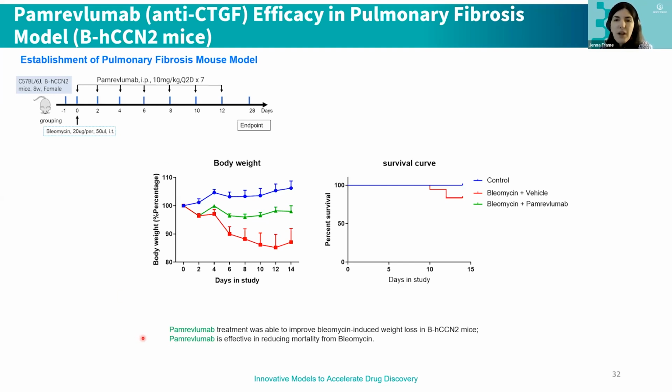So assessments of body weight and survival of bleomycin treated mice, also given the antibody, demonstrate an improved body weight compared to the vehicle control shown in red. In addition, there is no reduction in survival of the antibody treated mice compared to the control mice, suggesting that the drug effectively reduces mortality.